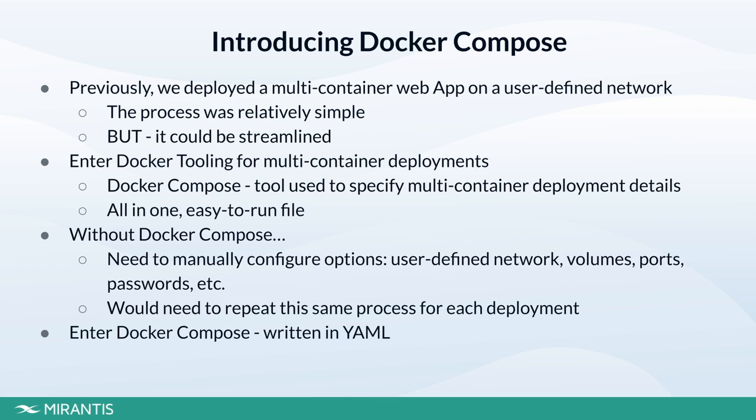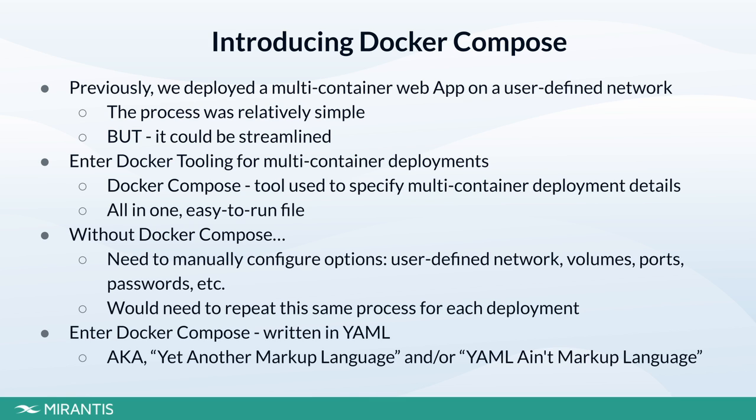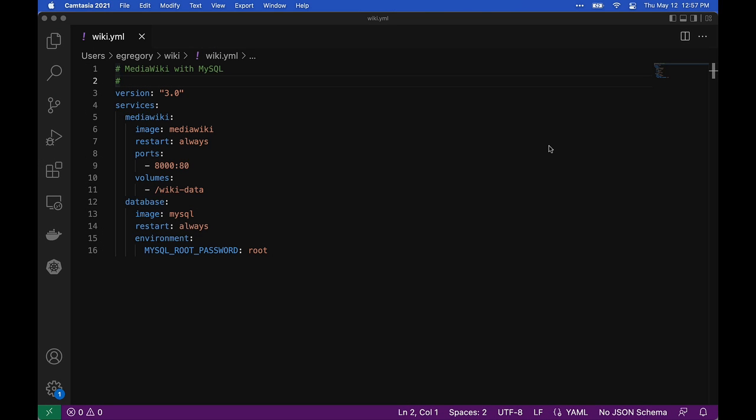Docker Compose files are written in YAML, which stands for yet another markup language, or YAML ain't markup language, depending on who you ask. A MediaWiki implementation like the one we deployed last lesson might look something like what you see on the screen. Many of the specifications you see here will look familiar. We're creating two services, the MediaWiki app and the MySQL database. For the app, we're publishing port 80 to the local machine's port 8000. For the database, we're specifying the in-container directory for persistent data.